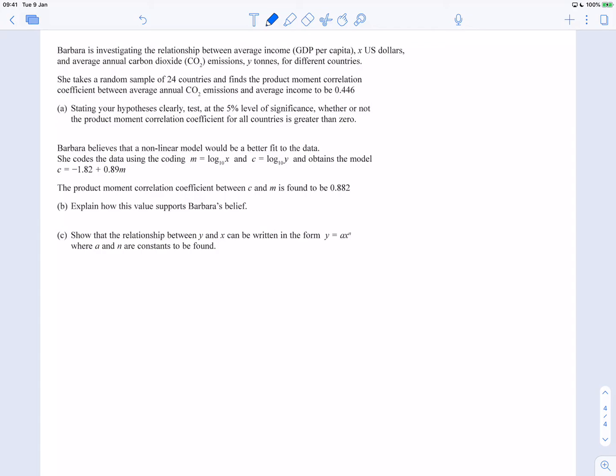Okay, Barbara is investigating the relationship between average income, GDP (gross domestic product per capita, ex-US dollars), and average annual carbon dioxide (CO2) emissions, Y tons, for different countries. She takes a random sample of 24 countries. Interesting, so immediately that tells me n is 24.